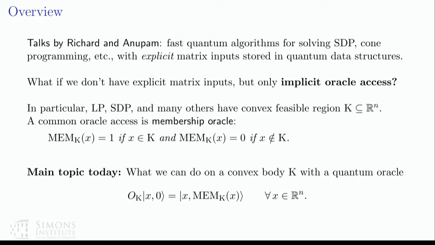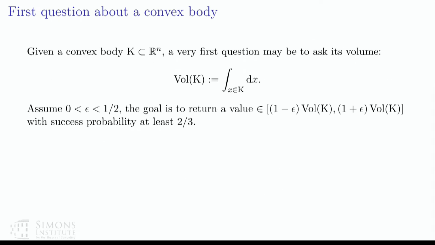So speaking about a convex body, what is probably the first question that you may want to ask? Maybe the very first question is that, given a convex body, you want to estimate its volume, which is defined as the integral of the identity function on this convex set. To be more specific, for the volume estimation problem, we also have an input epsilon, which is the error, and we return a value between 1 minus epsilon times the volume and 1 plus epsilon times the volume, with high success probability.